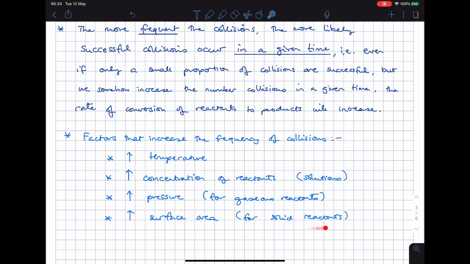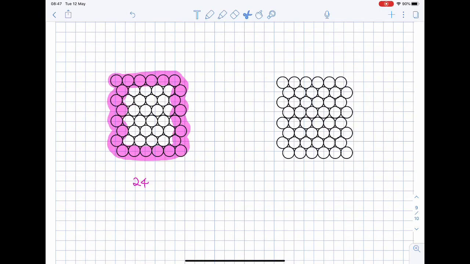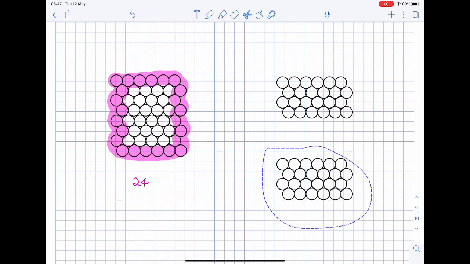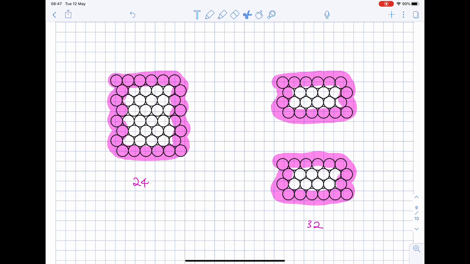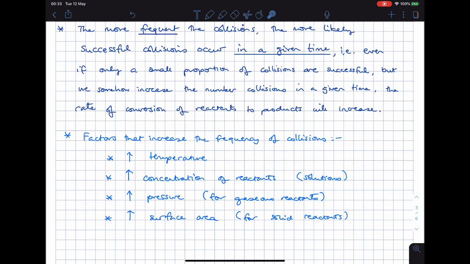Surface area of a solid will also affect the frequency of collision of a solid reactant. So the larger the surface area of the solid, the more frequently the particles could be in contact with other reactant particles. So often this would be particles in a solution. So the larger surface area of a solid in a solution, the more contact the particles in the solution will have with the particles of the solid. And if we have a gas reacting with a solid, the larger the surface area of the solid, the more likely those particles of gas will collide with the surface of the solid, and so the frequency of collisions should also increase.